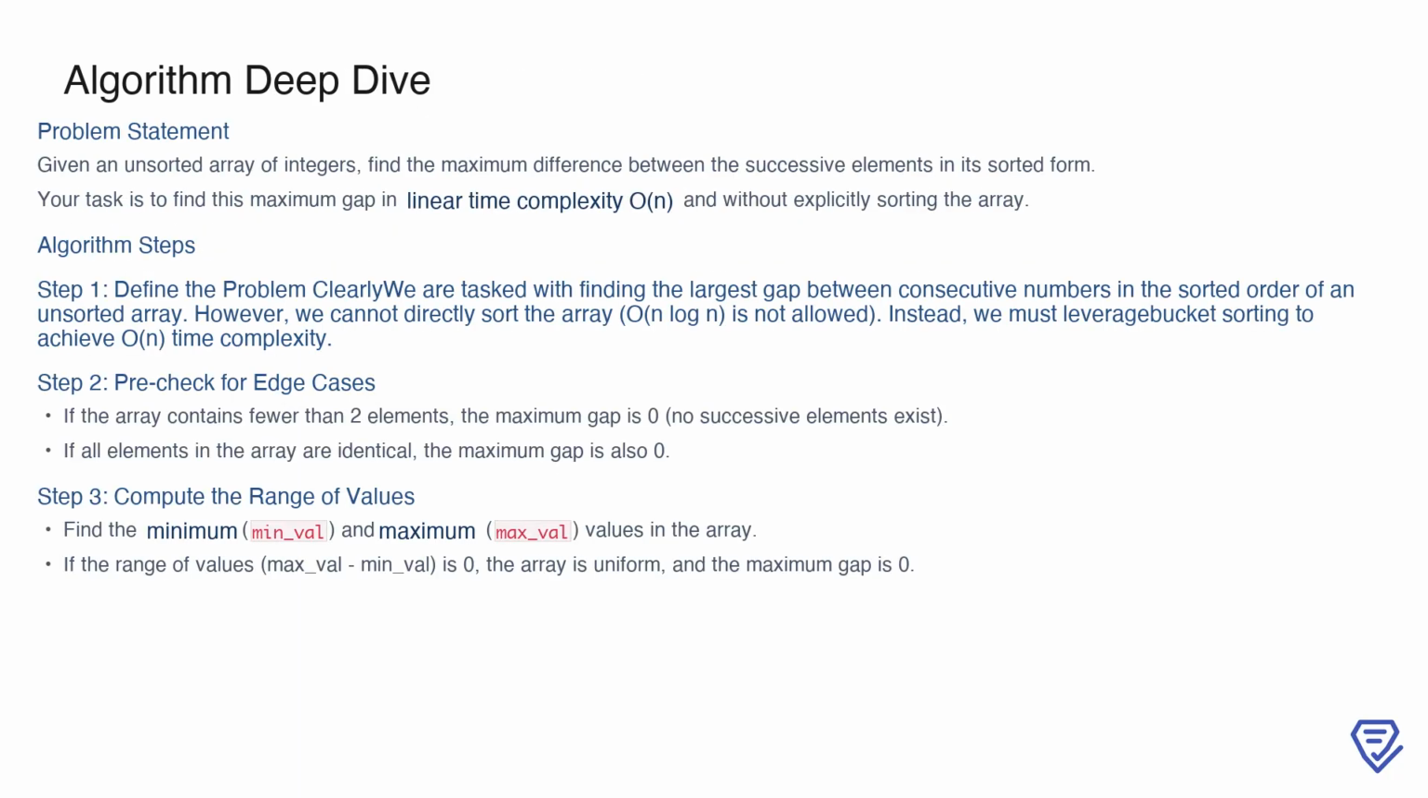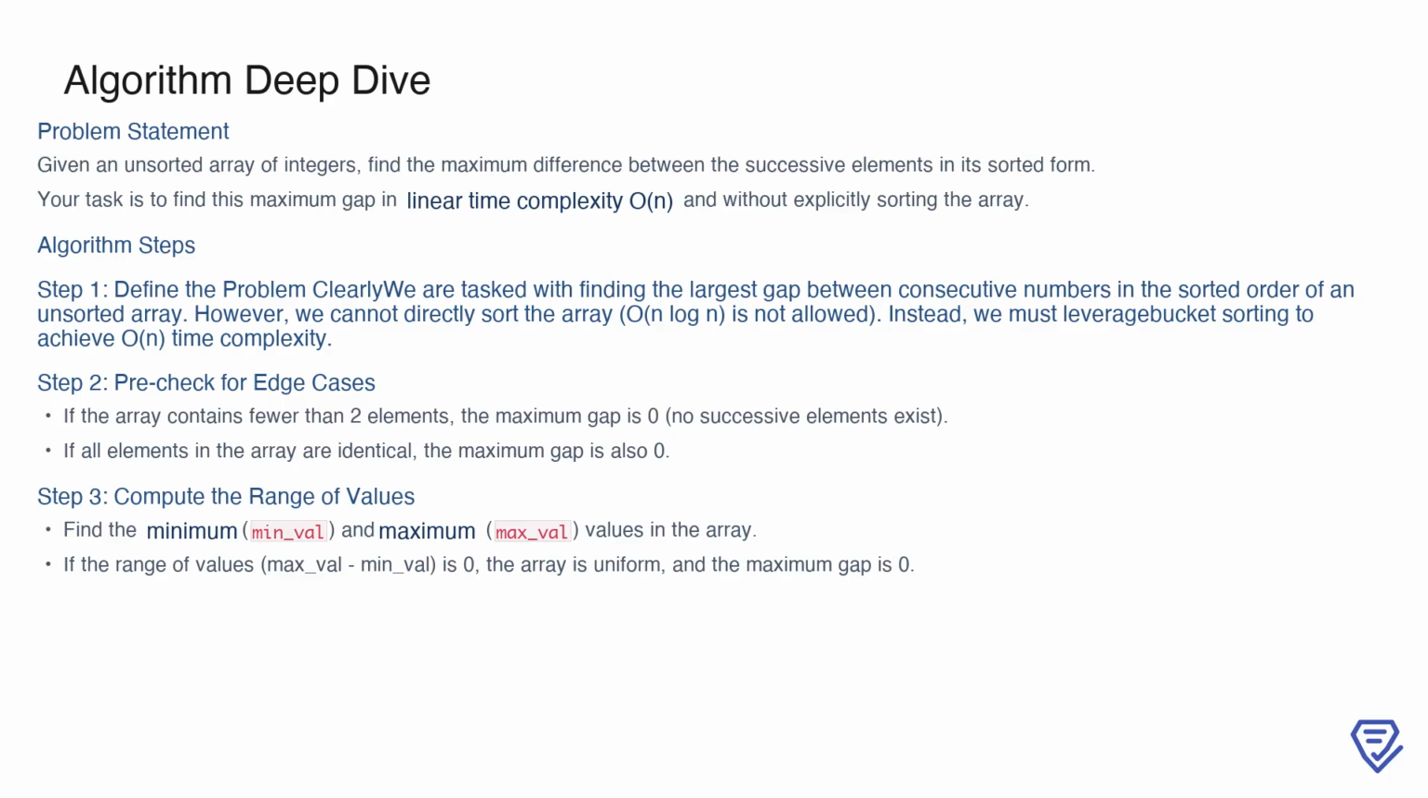To solve the maximum gap problem, we're tasked with finding the largest gap between consecutive elements in the sorted order of an unsorted array. The challenge here is that we need to achieve this in linear time complexity, O(n), without explicitly sorting the array. To meet this requirement, we use a strategy called bucket sorting.